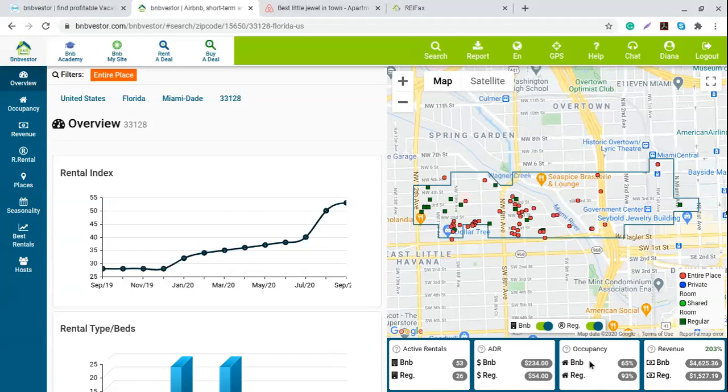Now, occupancy is 65% for B&B, regular rental is 93%, okay? And revenue is this amount monthly, of course, and regular rentals are getting monthly, or, well, on average, these people are asking this amount to rent these properties, okay? But on average, B&B properties are getting this amount in revenue, okay? So you can see that the difference is 203%.